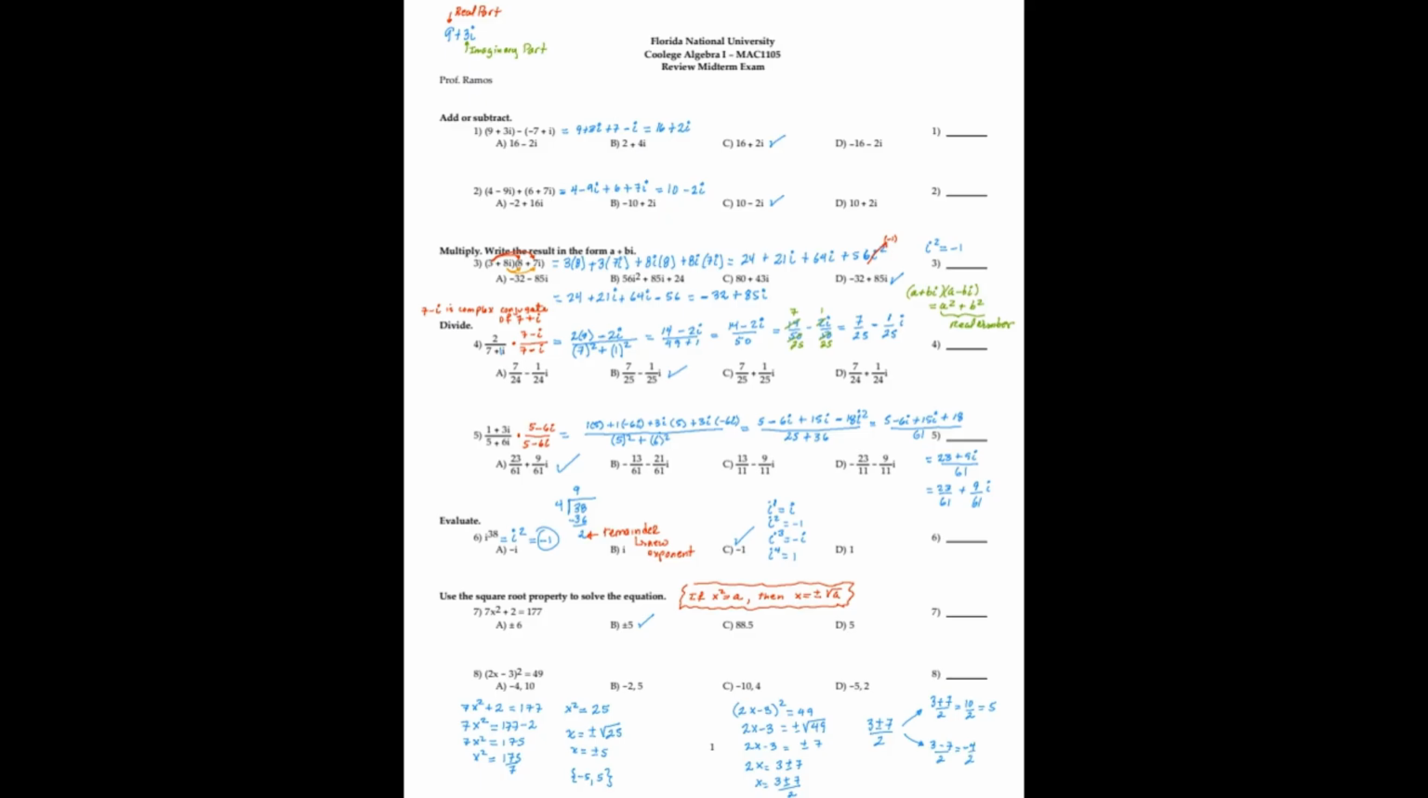We got it? You follow me? So which are my answers? What are my solutions? 5 and negative 2, or negative 2 and 5, right? So what is the solution? Answer B. Negative 2 and 5.